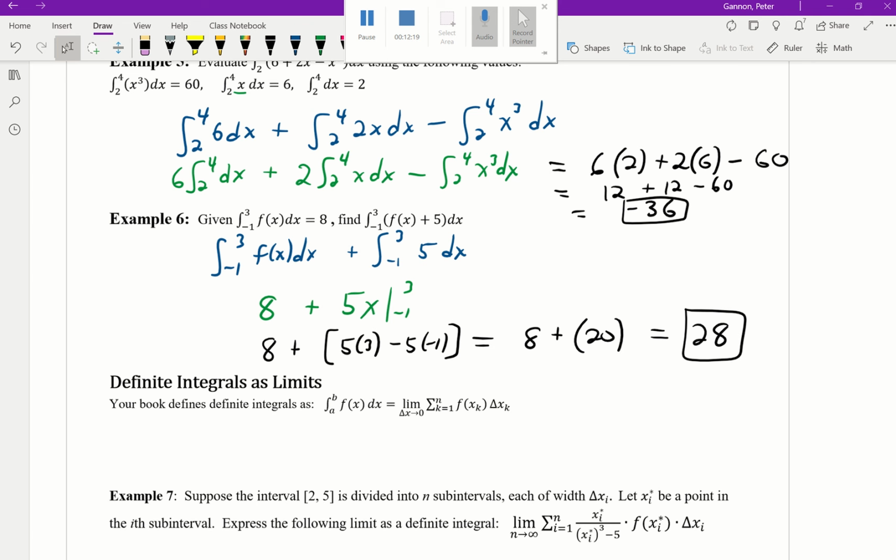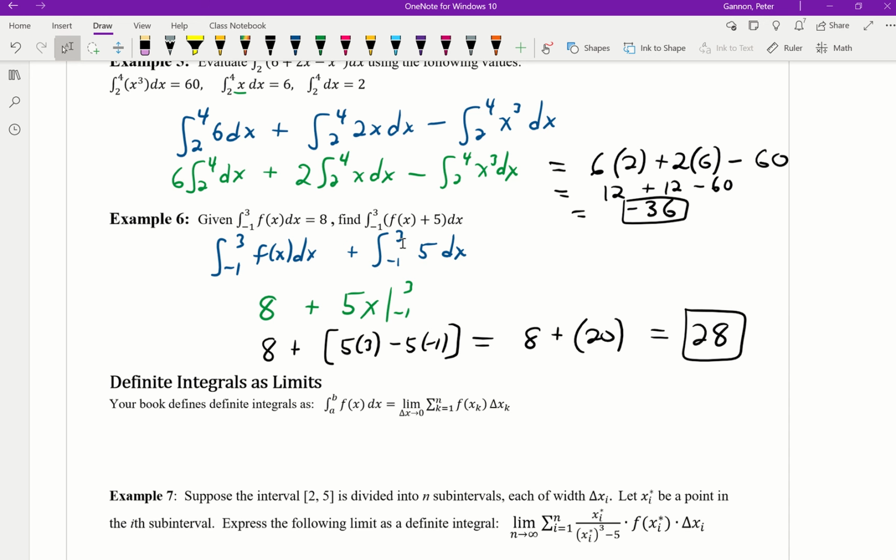All right. Now, again, that's one way to do this. Something that you might start to pick up on is when you take the integral of a constant, you can always find that integral by multiplying the constant by the width of the interval, all right?